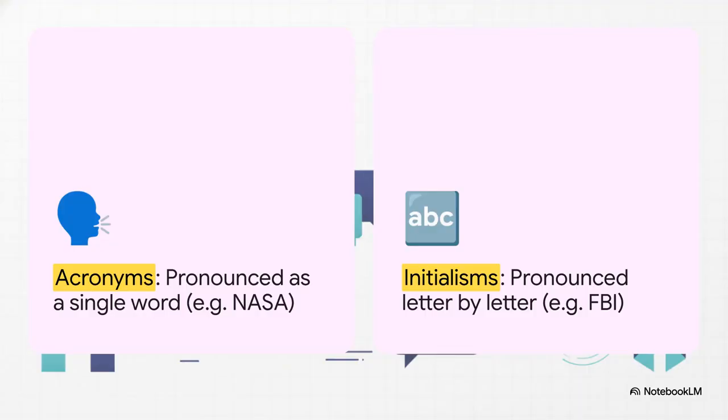Let's group processes 8 and 9 together so we can clearly delineate them. Acronyms and initialisms. Both of these take the first letters of a group of words, but the difference is entirely in how they are spoken out loud. Acronyms are pronounced as one seamless word, like NASA or laser. Initialisms, on the other hand, are explicitly pronounced letter by letter, like the FBI or the BBC.